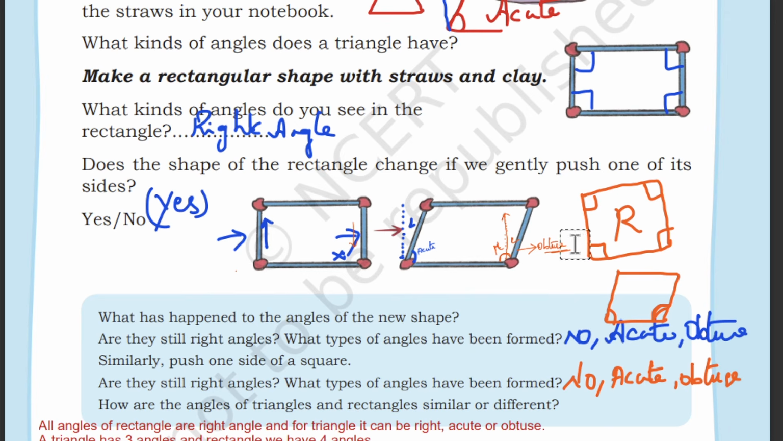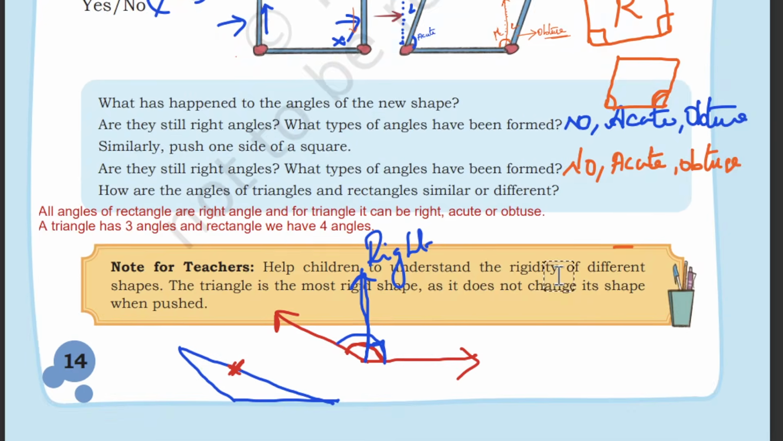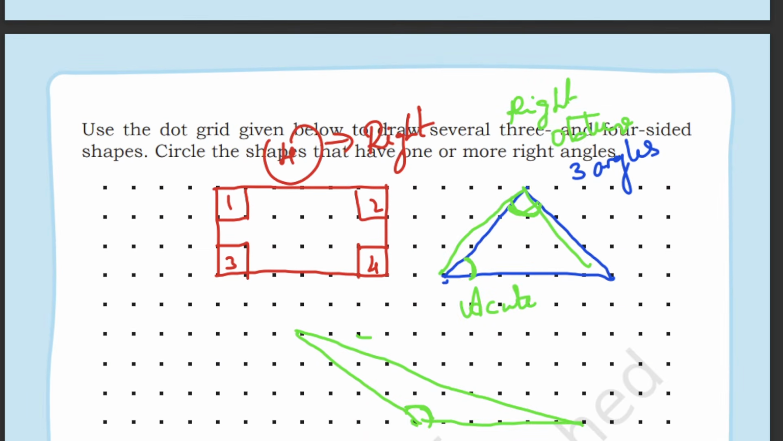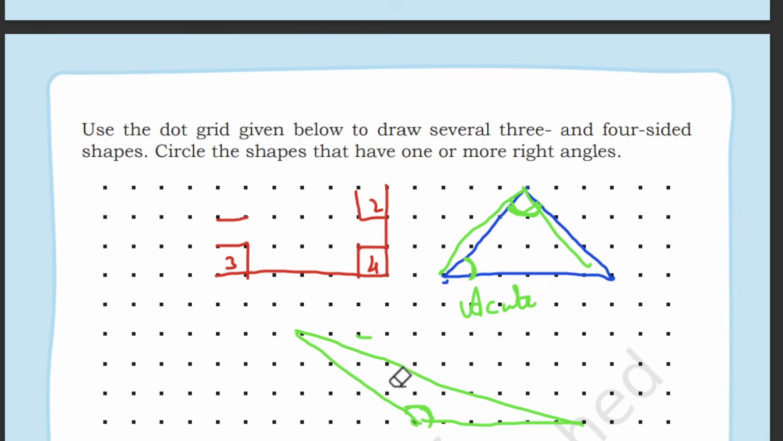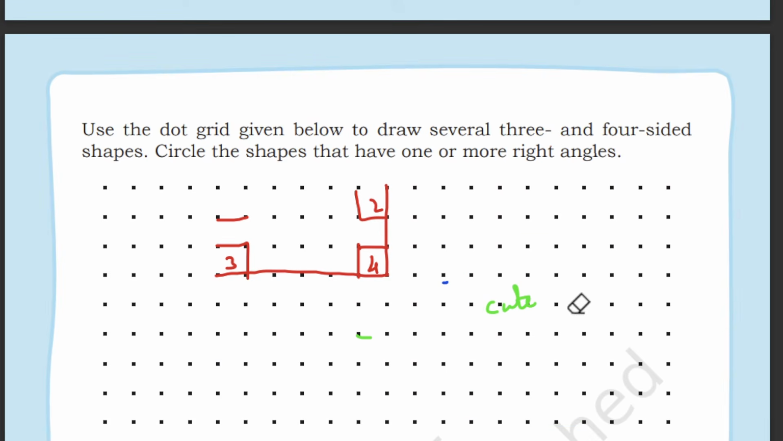So this one is an exam question, students. They can ask you how many angles are there in a rectangle, and can you write those angles, or how many angles in a triangle you can write, or they can give you a rectangle and ask you to mark the angles and write the number of angles. In either way they can ask you a question. Okay, now we will erase all these.